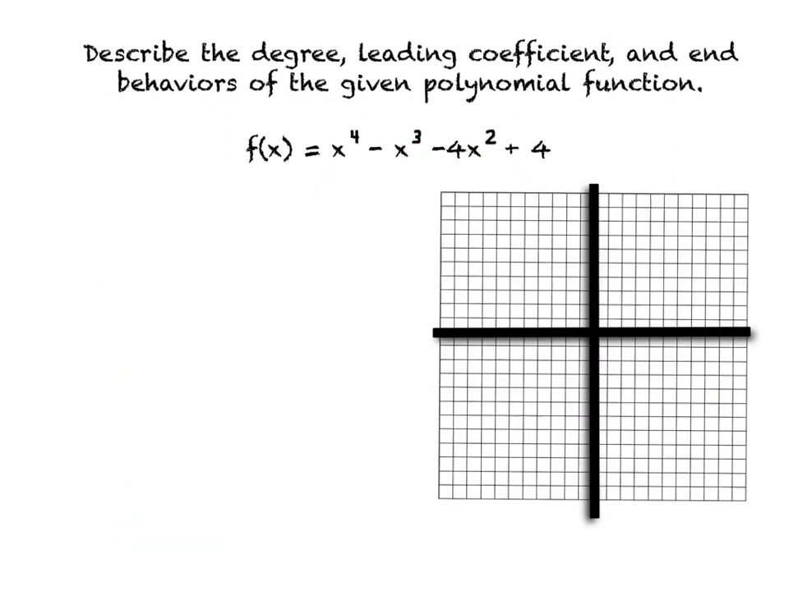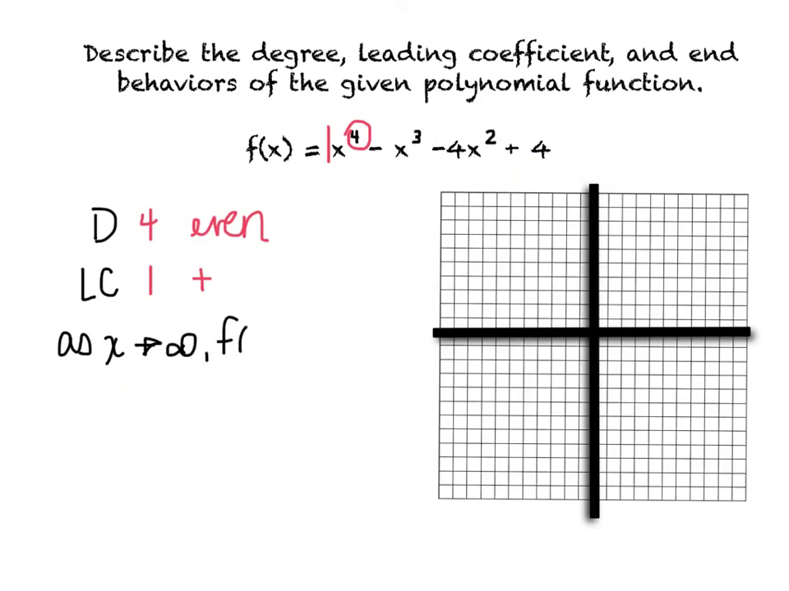My time is almost out, so I'm going to let you do this one on your own. Just remember the degree is this number 4 right here, which means I'm even. My leading coefficient is the 1 in front, which means I'm positive, which means my end behaviors will both be positive. So as x approaches infinity, f of x also approaches infinity. As x approaches negative infinity, f of x also approaches negative infinity. Enjoy. See you soon.